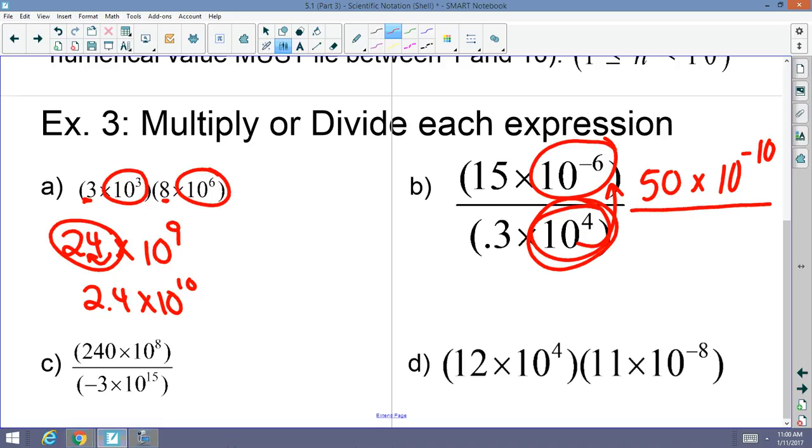Now, is this in proper scientific notation? No. This number here has to be a value between 1 and 10. So I'm going to go 1 to the left. Was this number larger than 1 or less than 1? Larger than 1. So am I adding or subtracting to the powers? Adding. So this is 5.0 times 10 to the negative 9th.